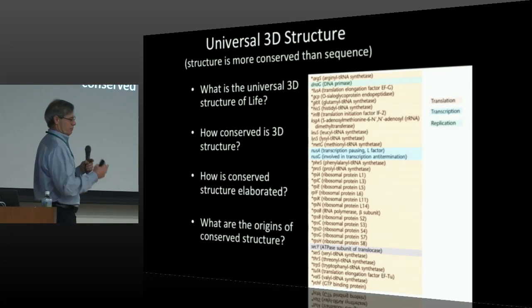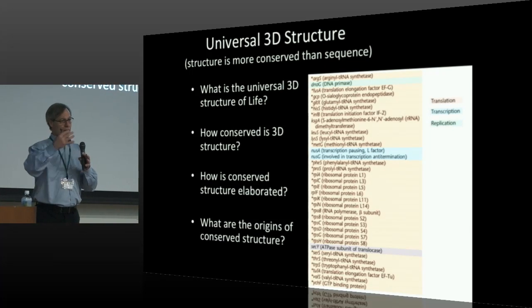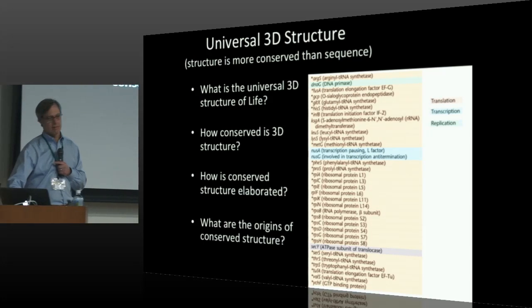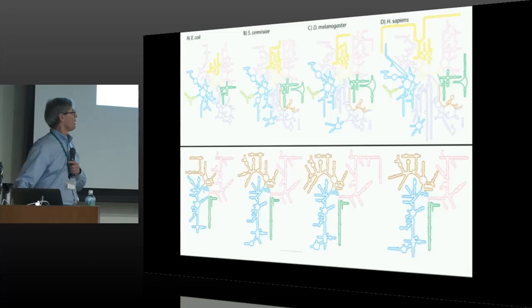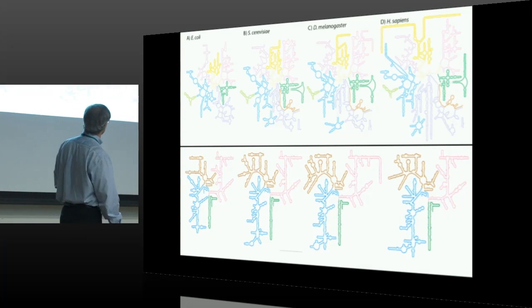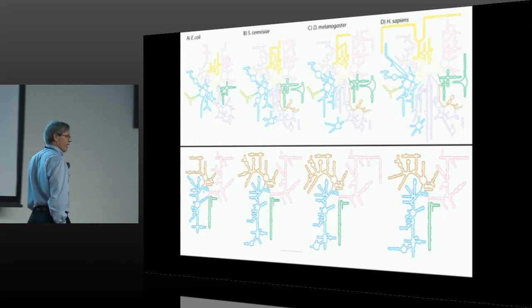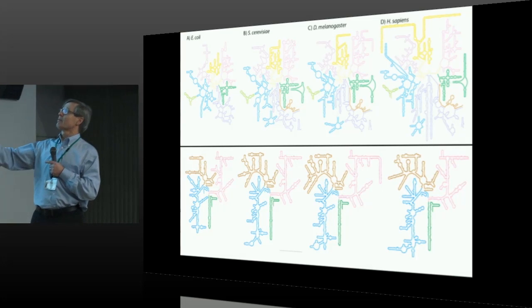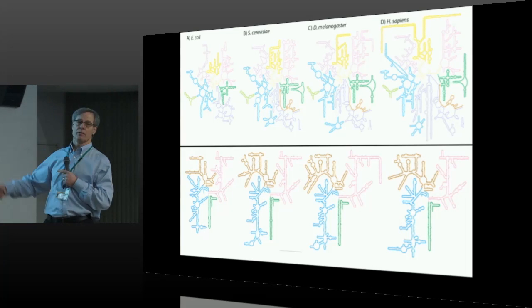We want to know how structure is elaborated. We have things that are conserved, but then the part that varies. What are the rules of that? And then what are the origins of these conserved structures? That's really what we're after. So what I'm showing you here are secondary structures of ribosomal RNAs. First thing, these are very large molecules. They're huge. And this is E. coli, yeast, fruit fly, and humans.